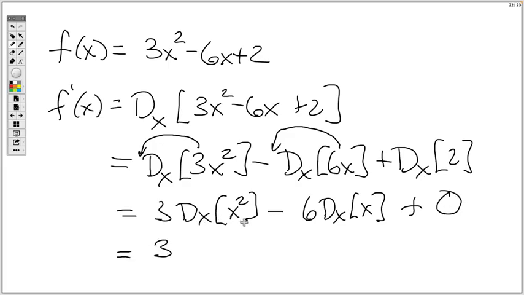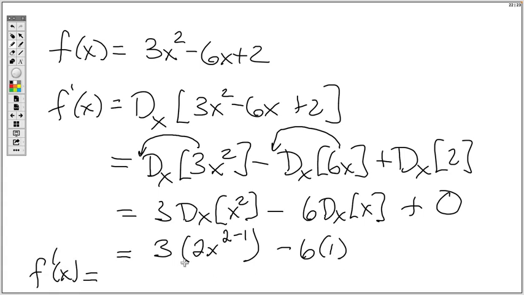Now I've got the derivative of a power, x squared. What's the derivative of a power? The power comes down front and gets demoted. We take 1 away from it. What's the derivative of x with respect to x? And so finally, grand final answer, I get 3 times 2, which is 6, x to the first power, which is x, minus 6 times 1, and that's my derivative.